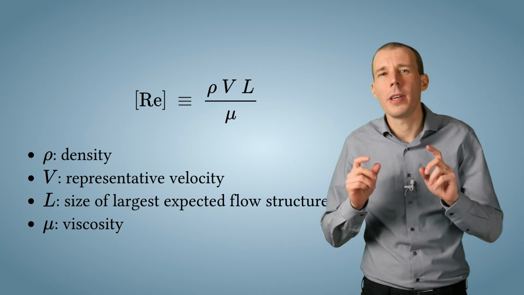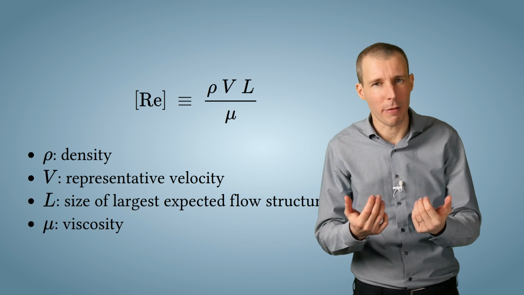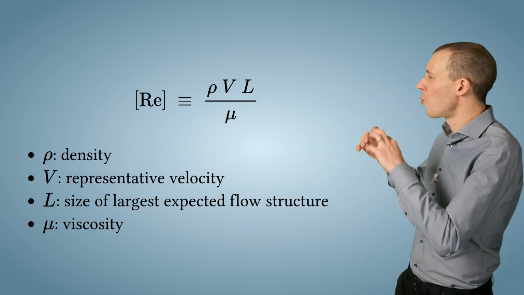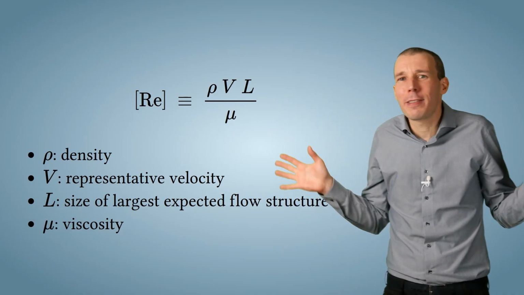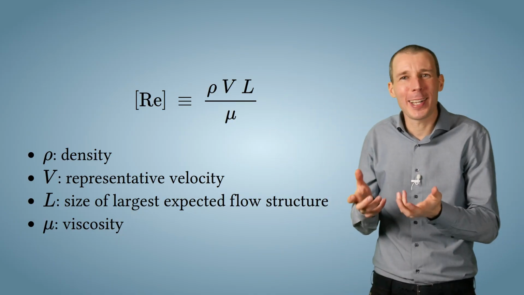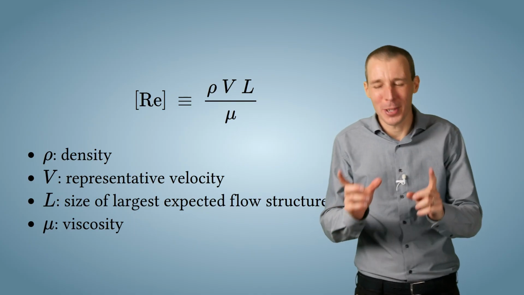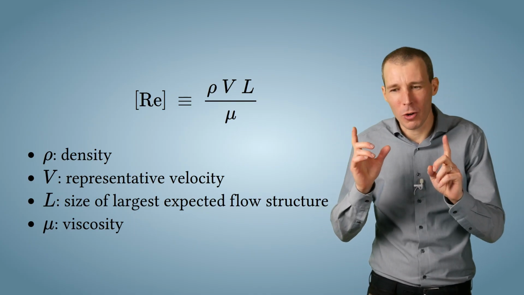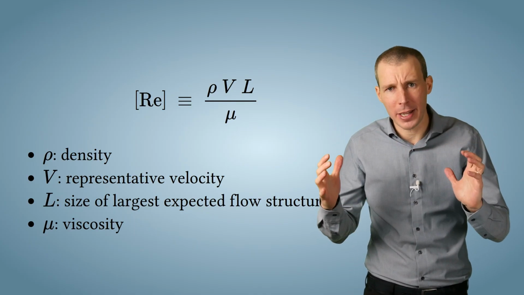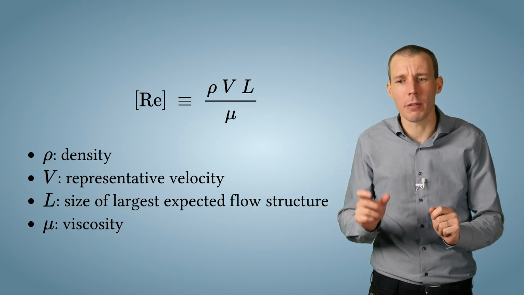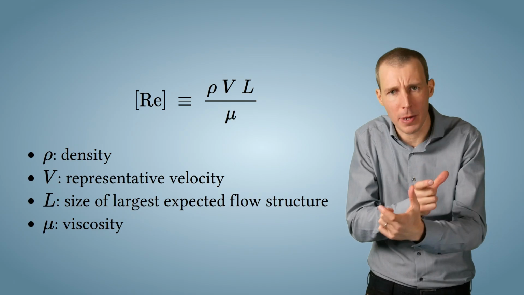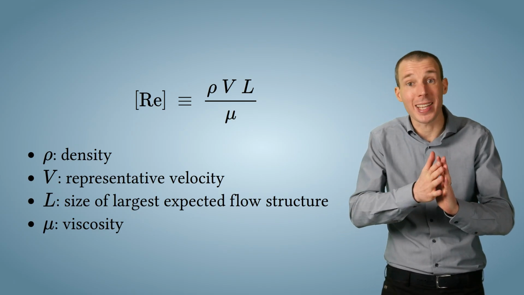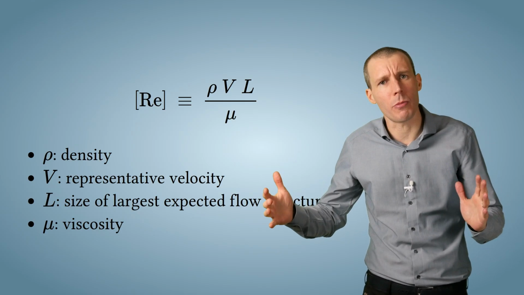I know this is incredibly frustrating when you read this for the first time. Look at this. Representative velocity. Largest expected flow structure. How frustratingly vague can this be? But you have to remember here, what we are looking for is an order of magnitude. Nobody is interested in a difference between a Reynolds number of 602 and 603. On the contrary, what we're looking for is how many digits does the Reynolds number have overall.